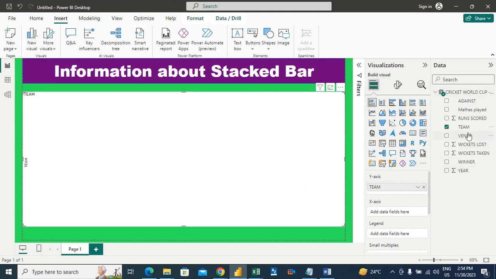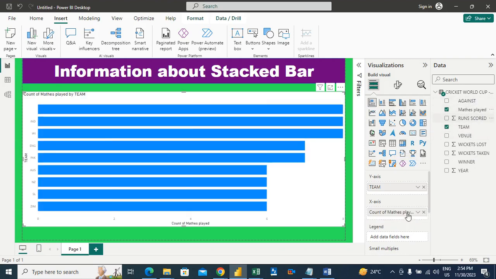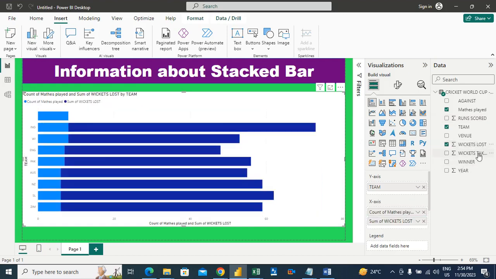So how many teams do we have? We'll place the term team here in the y-axis. In the x-axis, I need the following terms: matches played, then wickets lost, and then wickets taken.